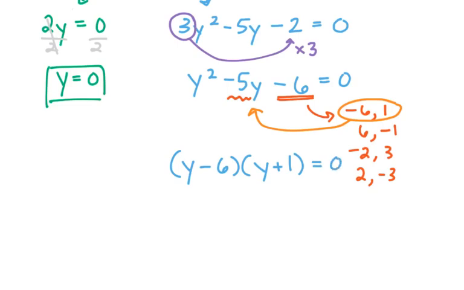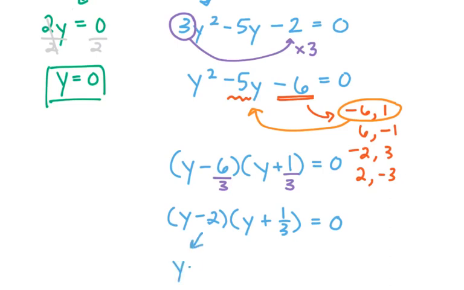So the last step of the bottoms-up method, because I multiplied by 3, now I need to divide each of these terms by 3. So I actually have y minus 2 and y plus 1/3 as my two factors, which gives me y equals positive 2 and y equals negative 1/3.